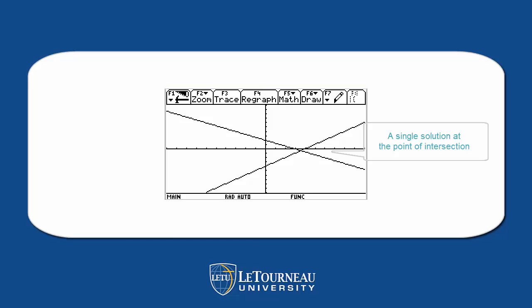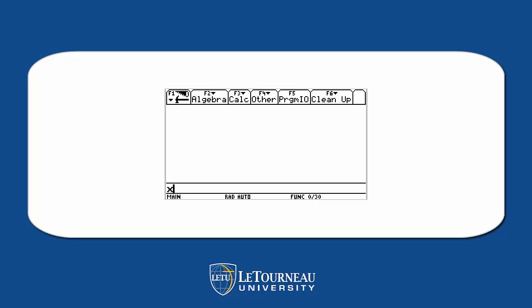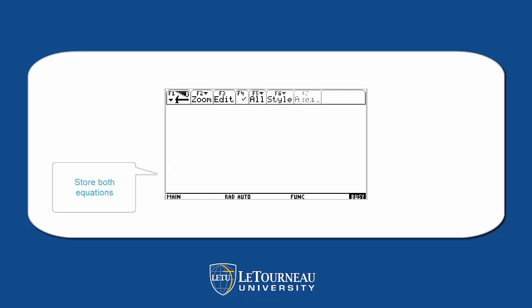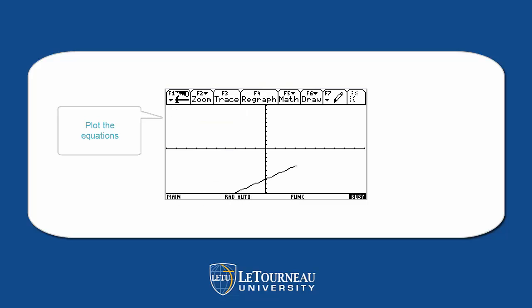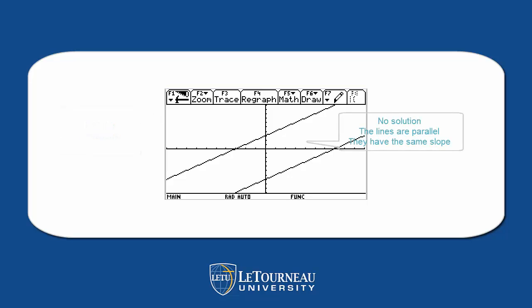Let's check out another example. Let's suppose that we have the equation x minus 7, and we store it in y1 of x. And let's store x plus 3 in y2 of x. Hey, look at here. We've got two equations. Notice they have the same slope, but they've got different y-intercepts. Can you guess what's going to happen as we plot these? If you guessed that these two were parallel, and hence we have no solutions, you were exactly right. No solution, the lines are parallel, they had the same slope.